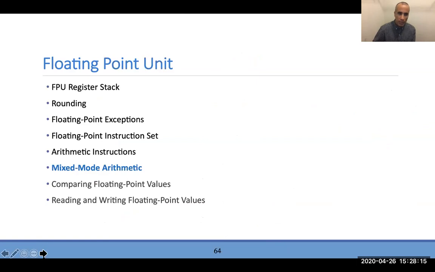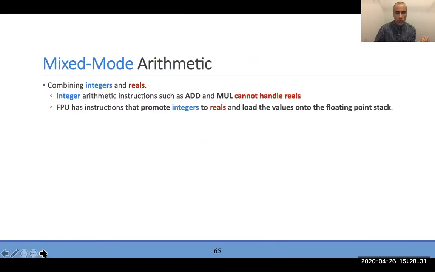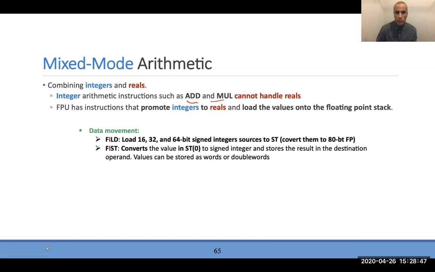Okay, you maybe sometimes have mixed mode arithmetic. So mixed mode means you're going to have integer and you're going to have floating point. So how are you going to deal with that problem? If you have integer, you cannot use add or mul to handle them, and the FPU instructions cannot actually deal with the integer, right? So we need to figure out a way to convert the integers.